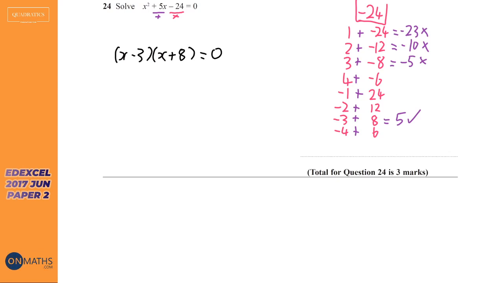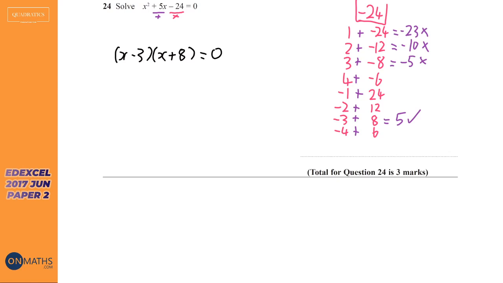Now I'm going to do this the long-winded way and show you how to do it, and then I'm going to show you a trick at the end. Okay, so this is the long-winded way. Here we've got two numbers. We've got x minus 3, which is representing a number, and x plus 8, which is representing a number. We know that they're timesing together to make 0.